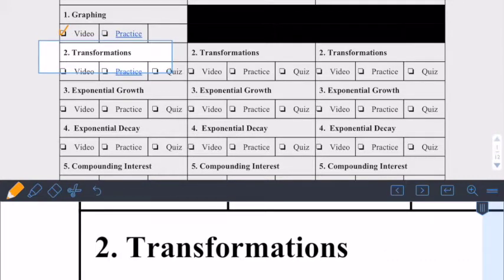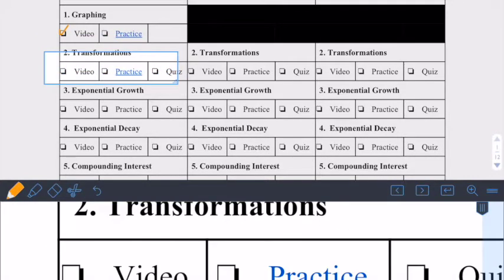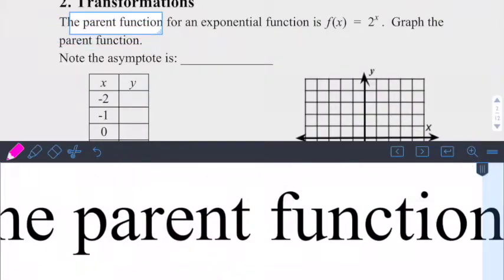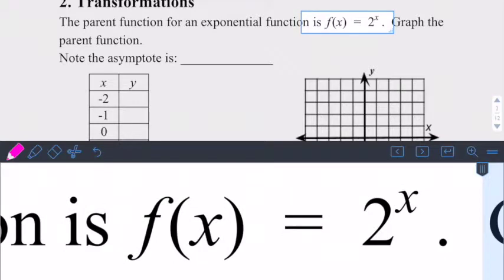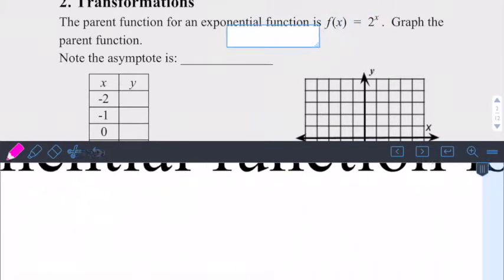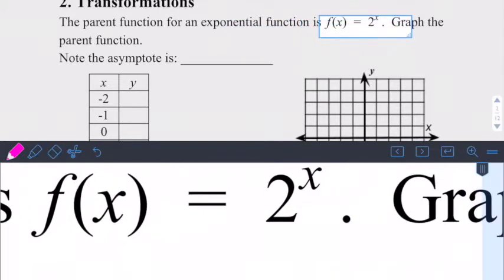This is Tier 1, Lesson 2 on transformations of exponential functions. The parent function for an exponential function is f of x equals 2 to the x. Now, there's something that I didn't really say clearly. I'm just going to make sure that you know that this 2 could be any exponent, but we're going to use this 2 to the x for the whole unit, for our transformations.